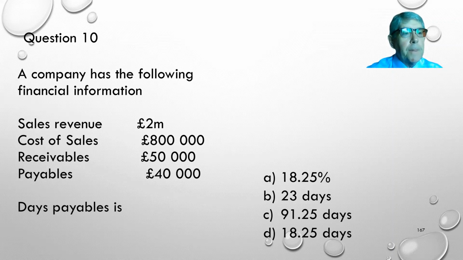Question 10. A company has the following financial information. Sales revenue, 2 million. Cost of sales, 800,000. Receivables, 50,000. Payables, 40,000. Days payables is A, 18.25%, B, 23 days, C, 91.25 days, or D, 18.25 days.